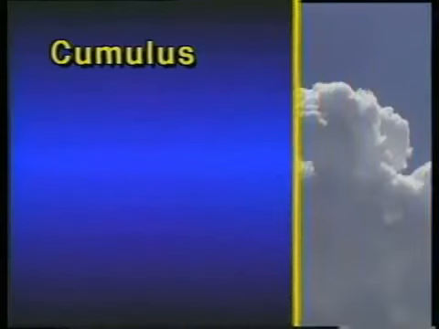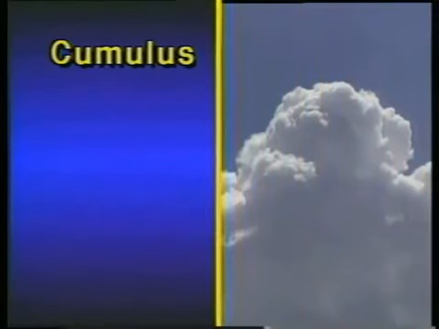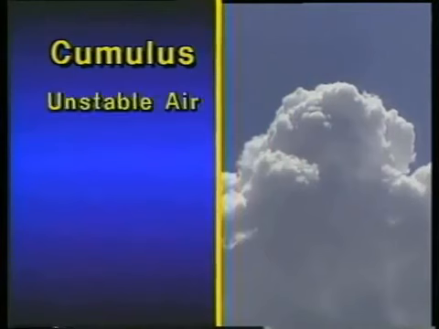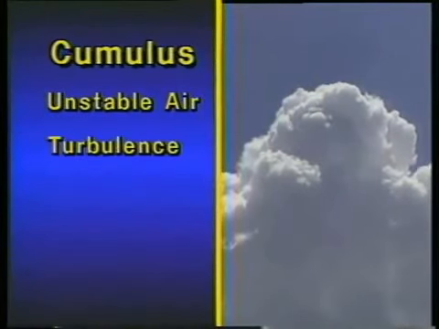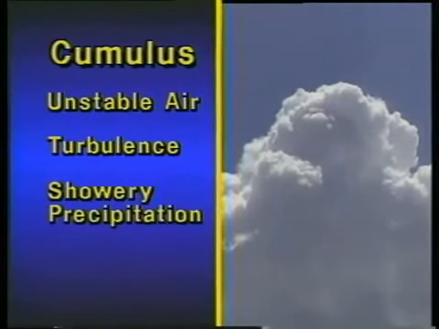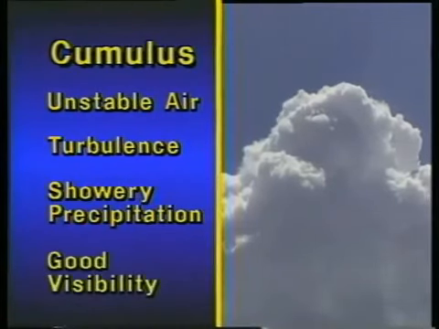There are two basic types of clouds, cumulus and stratus. Cumulus clouds are formed by rising currents of air, which gives them a piled up or bunched appearance. They warn of unstable air, turbulence, and showery precipitation. Visibility outside the precipitation is usually good.